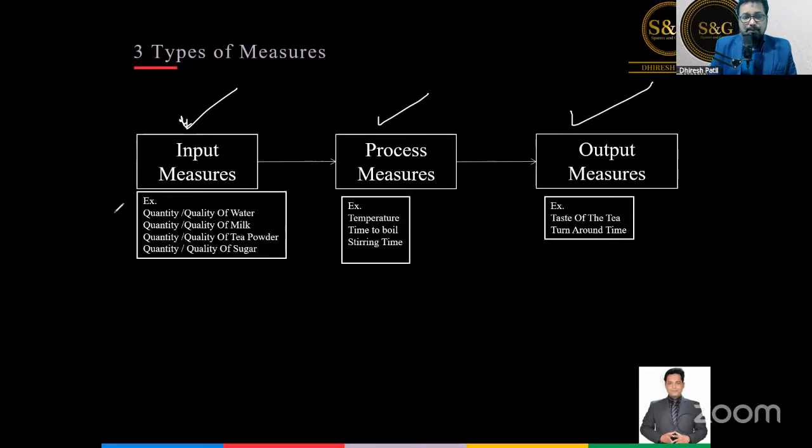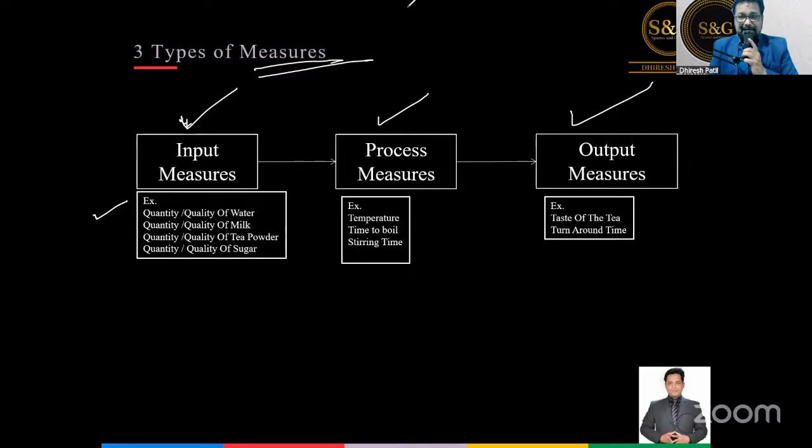So input measure is whatever you can measure, qualitative and quantitative. We will start collecting the data. At this point in time in the measure phase, we don't know which measurement is critical for us and which is not. But nonetheless, we have to collect all of them. So we list all the input measures, all the process measures, and all the output measures.